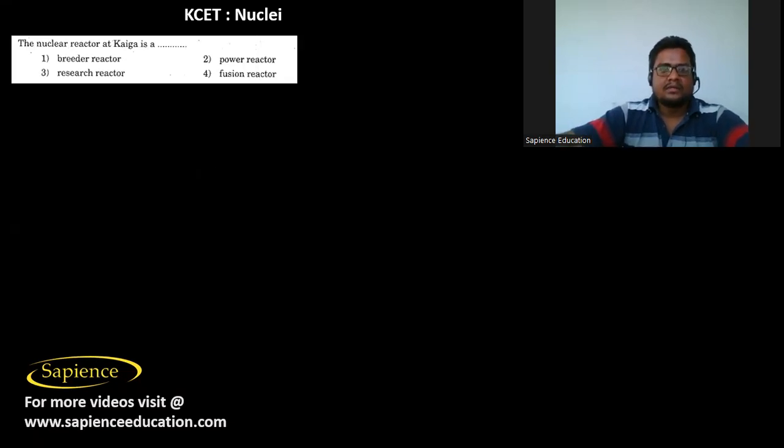The nuclear reactor at Kaiga is. Kaiga is a nuclear reactor in Karnataka, and it is a power reactor, since this nuclear reactor is used to supply electrical power.